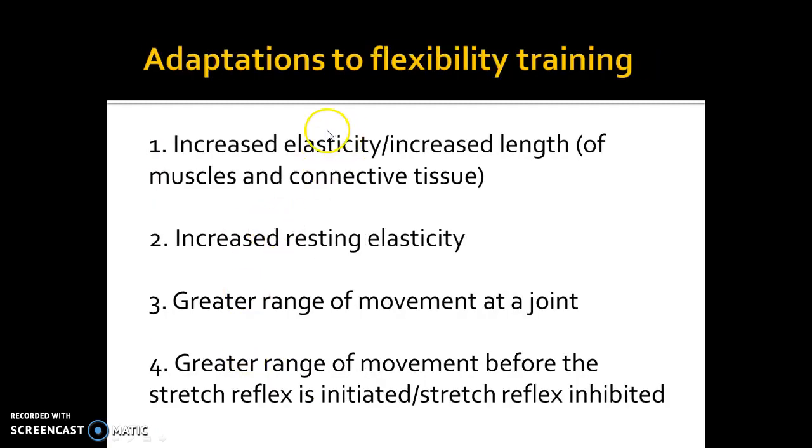I'm going to go into this very quickly. If you have a look at the adaptations to flexibility training, first one, increased elasticity: an increased length of muscles and connective tissue. You have an increased resting elasticity, both during exercise and when you're resting. Key memory hook, ROM-SOM: there's a greater range of movement at a joint, and also a greater range of movement before something called the stretch reflex is initiated. I will talk about the stretch reflex tomorrow.